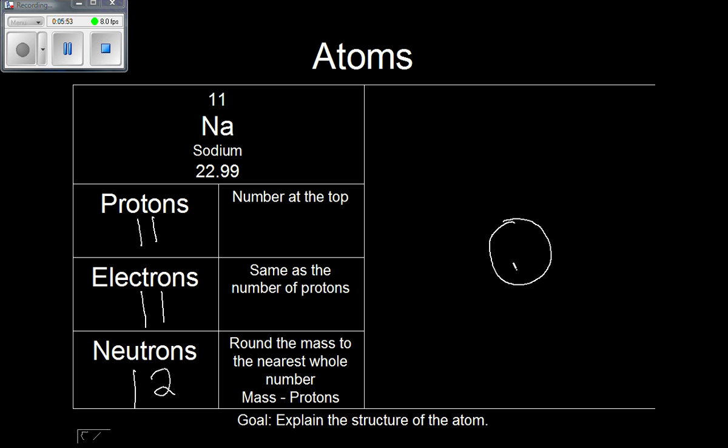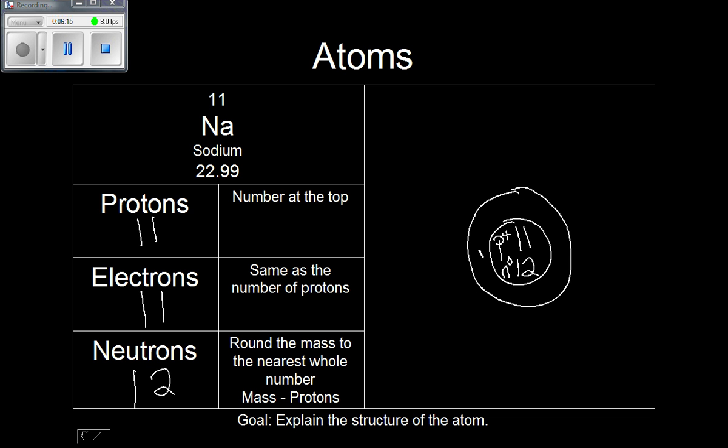Now, in a Bohr model, we make the nucleus much larger than it is in a real atom to make it easier to see. We write our symbol for protons and how many we have. We write our symbol for neutrons and how many we have. Then we draw a circle around it to represent the first energy level.